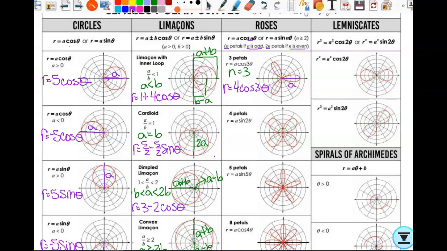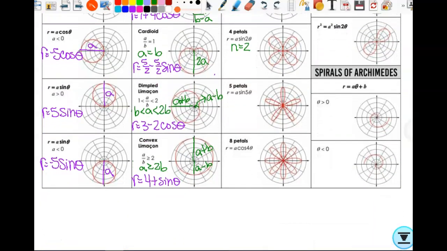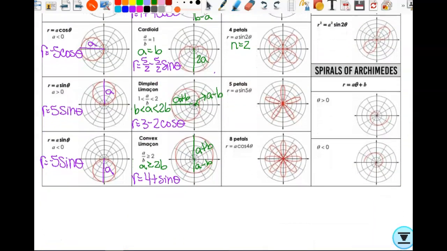As you see here, we have r equals A sine 2 theta. So here n is 2. But how many petals do we have? 4, because it's even. And when it's even, you double it, right? So this is going to be r equals, and then this is my A value.